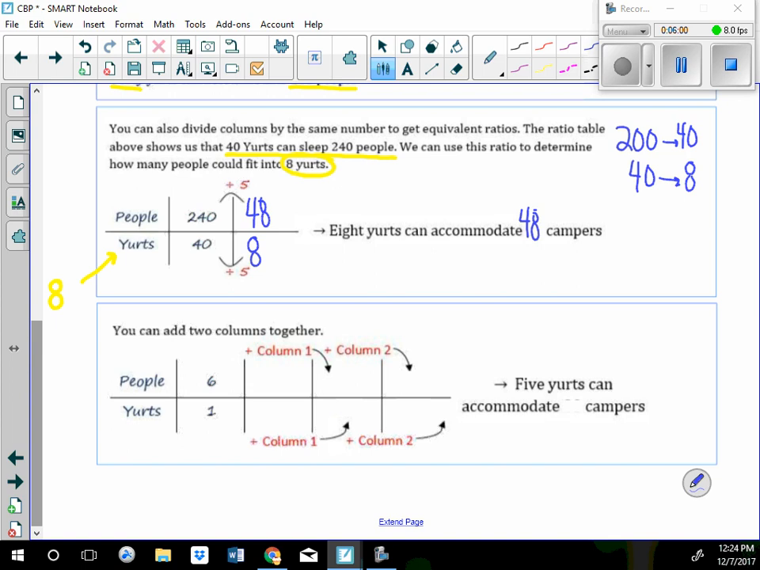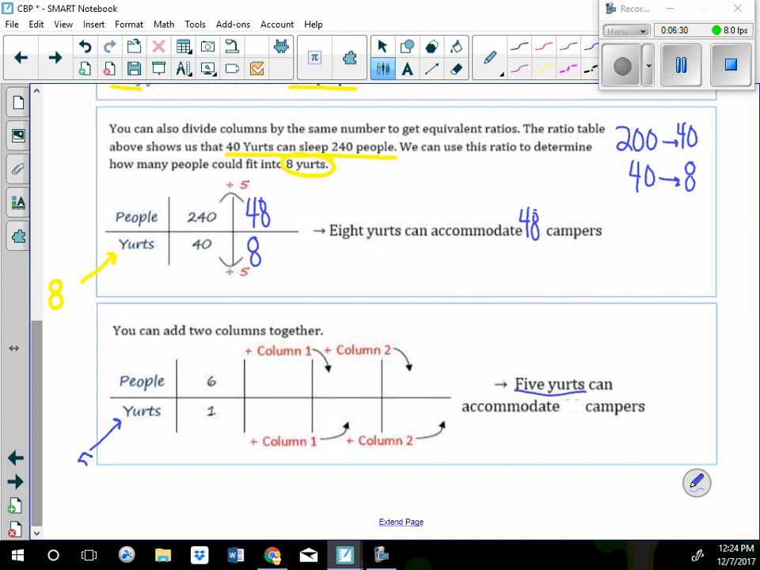All right. Now here's another strategy I want to show you. And this is adding columns. And this is the place where most 6th graders make mistakes. So I want to make sure you know how to do it really well. So starting with our same values as before, 1 yurt holds 6 people. All right. Ultimately, my goal here is to get to how many people can fit in 5 yurts.